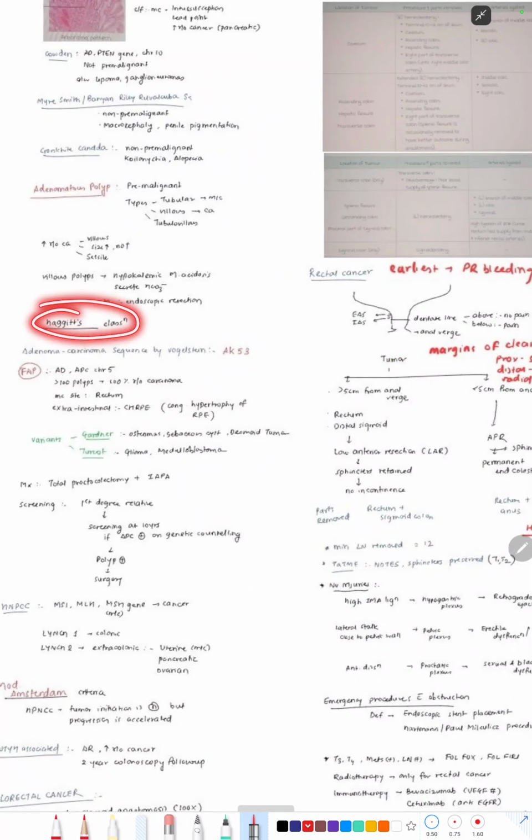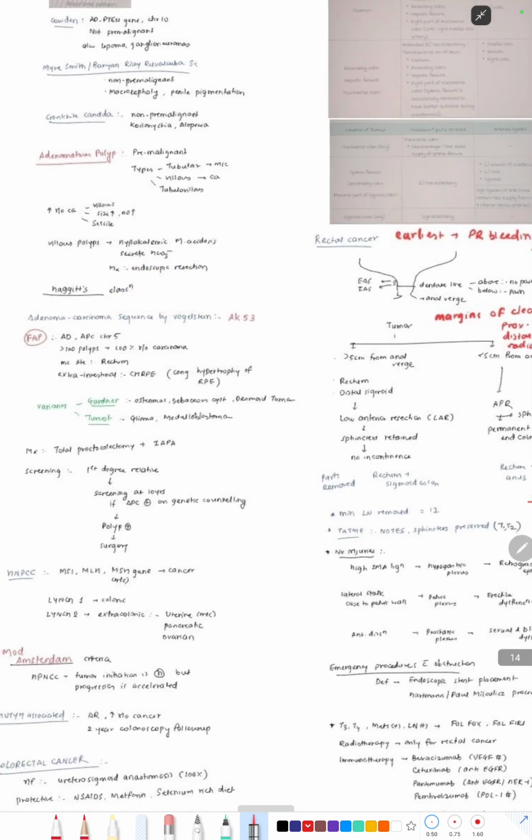Then the classification that is called the Haggitt's classification. Villous polyps relate to hypokalemic metabolic acidosis because they secrete bicarbonate and that is excreted out. Management is endoscopic resection. Then the adenoma-carcinoma sequence is given by Vogelstein, and that is APC gene mutation, then KRAS gene mutation, and then the P53 gene mutation, which is a late gene mutation.